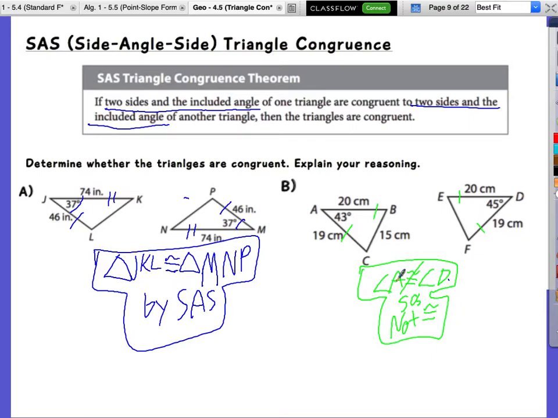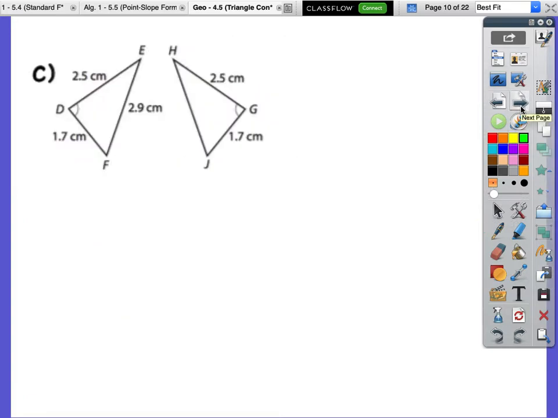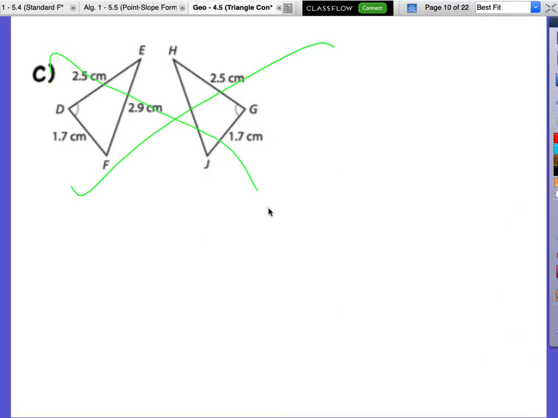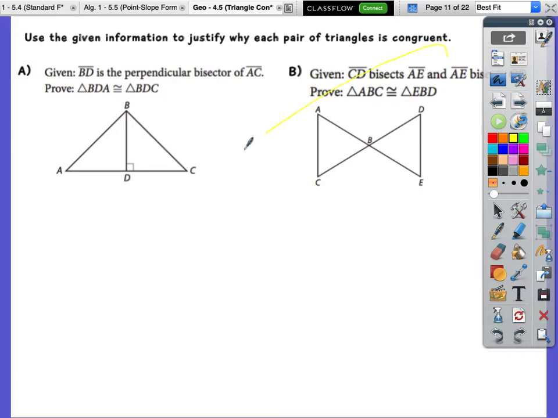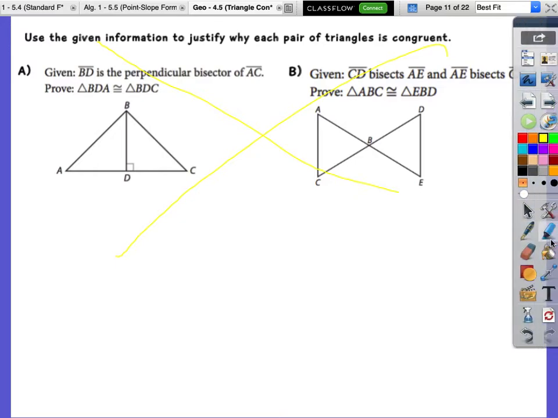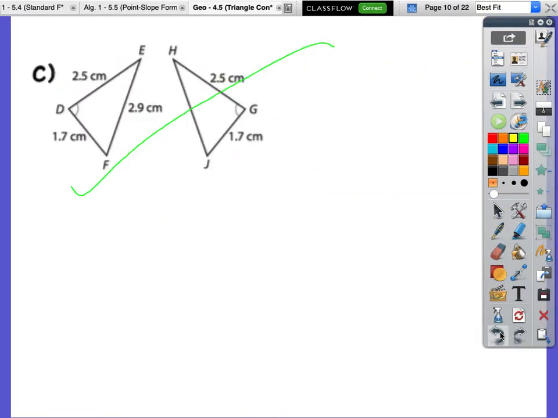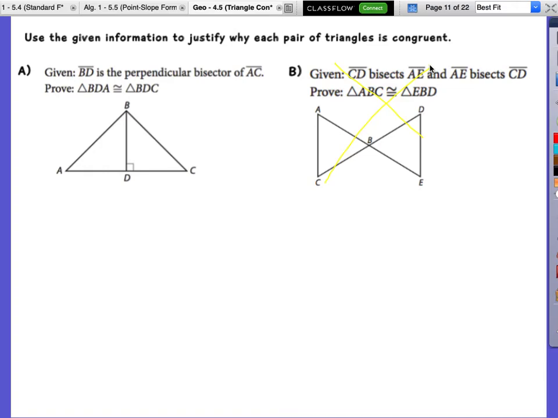Okay, we're going to go to the next page. Cross out C. Or actually, first, real quick, sorry, if you already crossed it out, I'm sorry. We're going to cross out B. I want to do one thing on A before we cross it out.